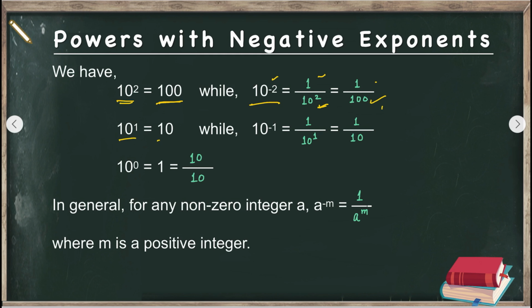In a similar way, if we have 10 power 1, that is equal to 10, or we have 10 power minus 1, again, when you shift this number into the denominator, that minus power will change to a positive power.